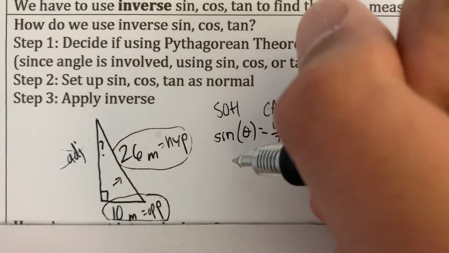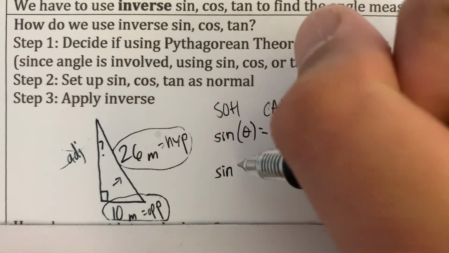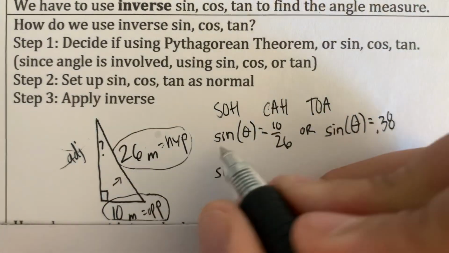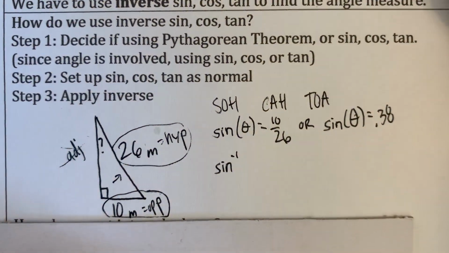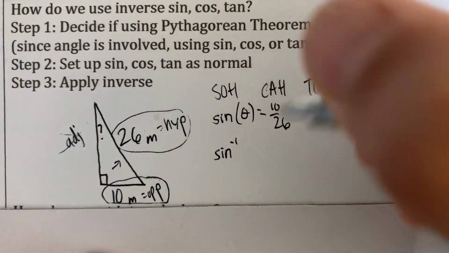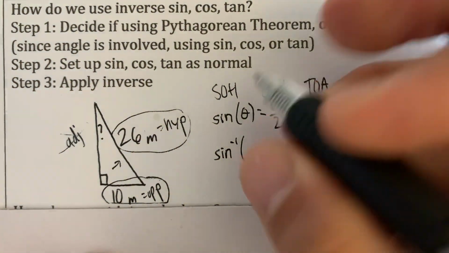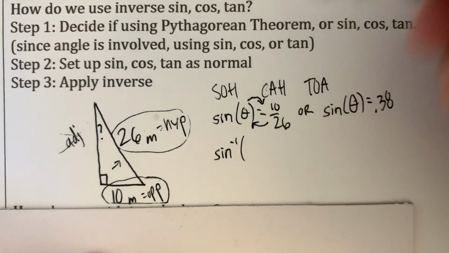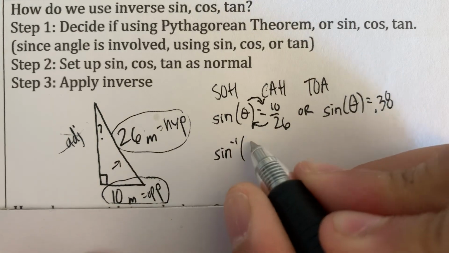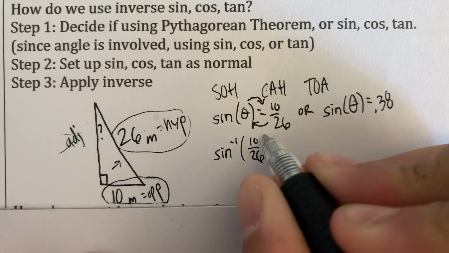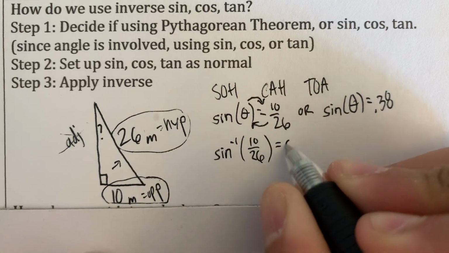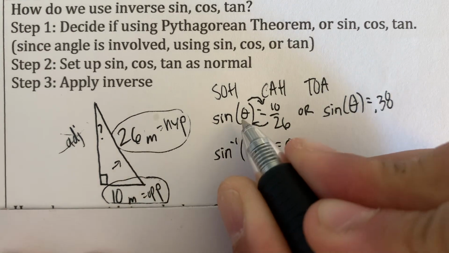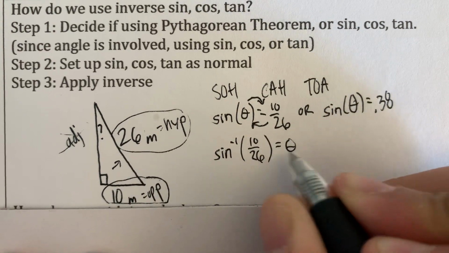So this is how we write it. We write the sine, and then we write a little -1 right here. This means inverse, so this is the opposite. And when you do the opposite, what's really important is that these switch spots. So you're actually going to inverse sine the 10 over 26, and you make that equal to the theta. Because now that we've done this opposite, the theta is by itself.